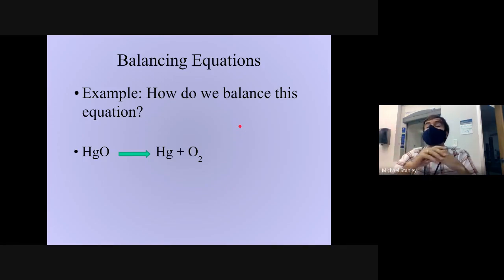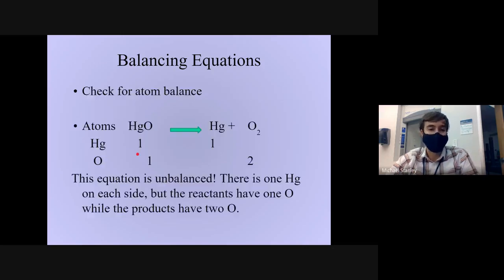So the first thing that we've got to do is figure out how many of each atom we have on the reactant and product side of the equation. So on either side of this arrow, how many Hg's and how many O's do we have? If you look at the Hg's first, we can see that we have one Hg over here on the reactants, this guy right here. And we have one Hg over here on the products, this guy right here.